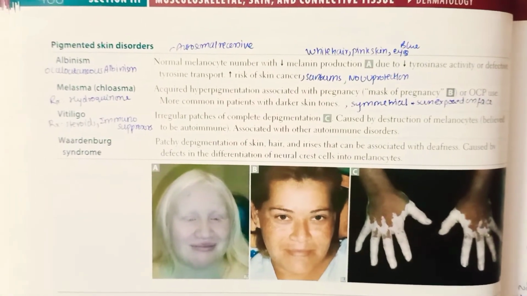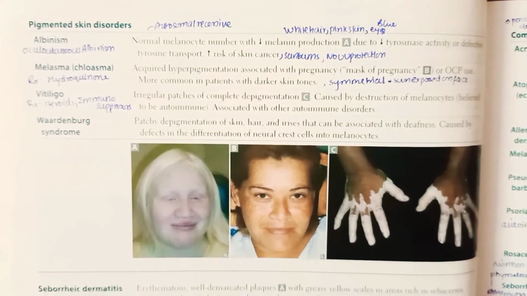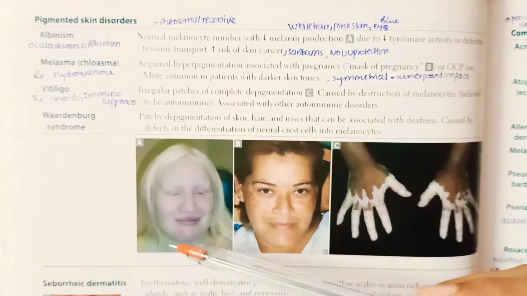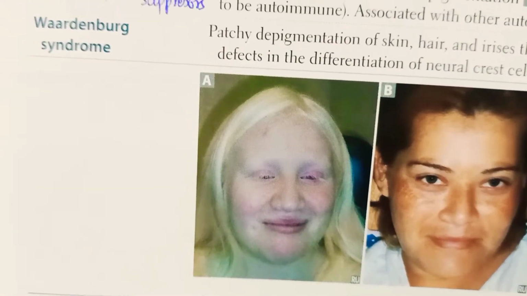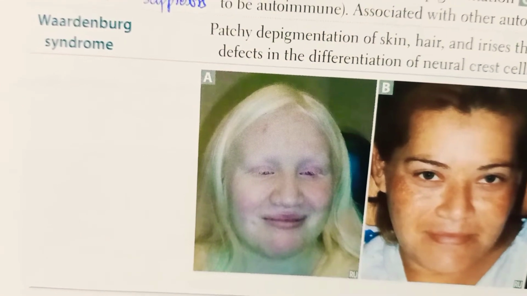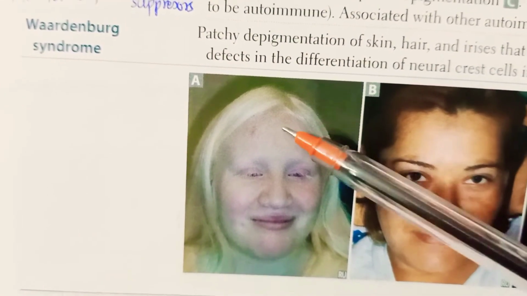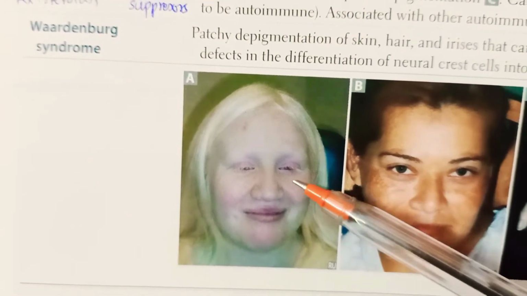Now coming to pigmented skin disorders, that is albinism, melasma, vitiligo, and Waardenburg syndrome. The first one is albinism. Actually, it has a normal melanocyte number. Here, if you see, this female has become very white and somewhat pinkish in color. This is because of albinism. It is an autosomal recessive disorder. You can also see the white hair, pinkish skin, and the eyes will be blue.